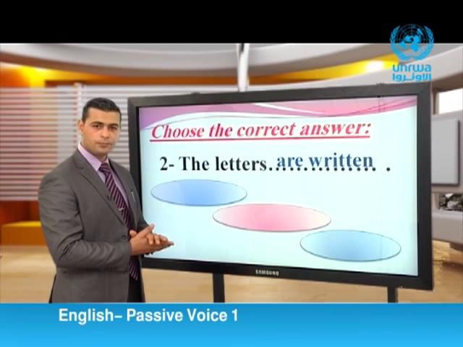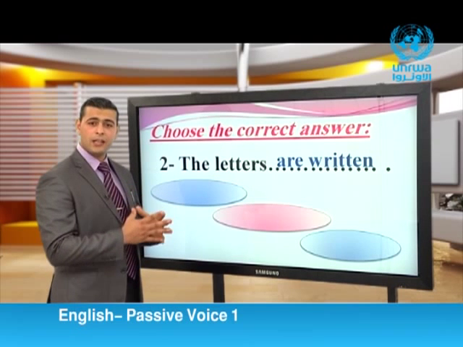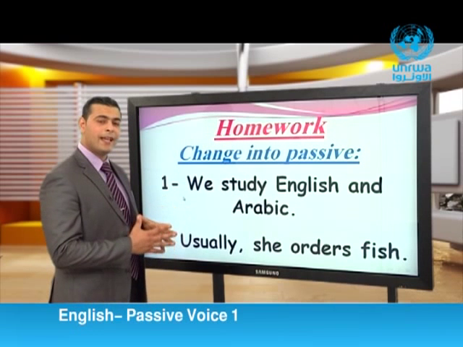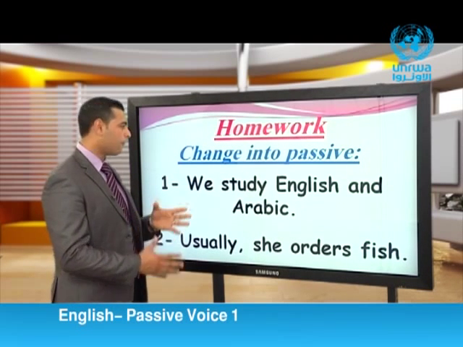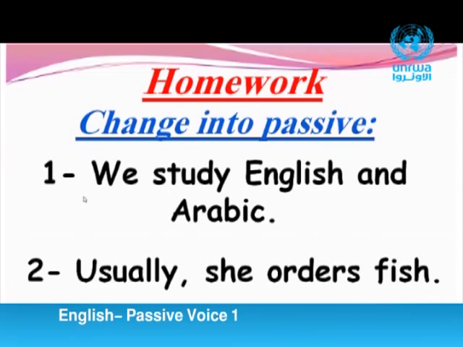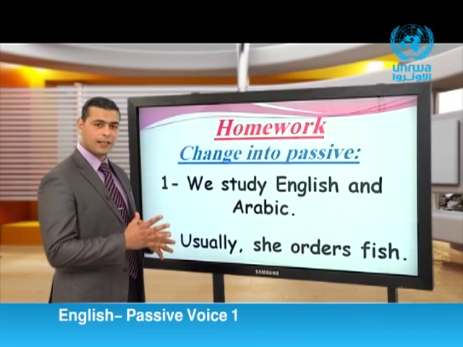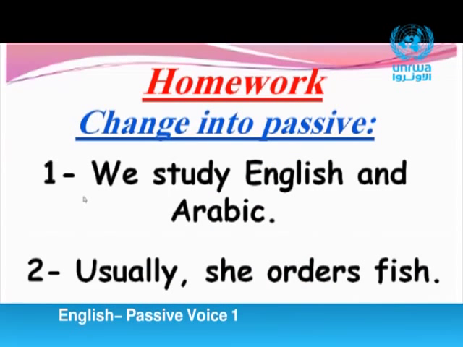Now dear all, the last activity for this lesson is your homework. المهارة النهائية لهذا الدرس هي النشاط البيتي. Change into passive. حول إلى المبني للمجهول. Number 1. We study English and Arabic. حول هذه الجملة إلى المبني للمجهول. The sentence again. We study English and Arabic. Sentence number 2. Usually, she orders fish.